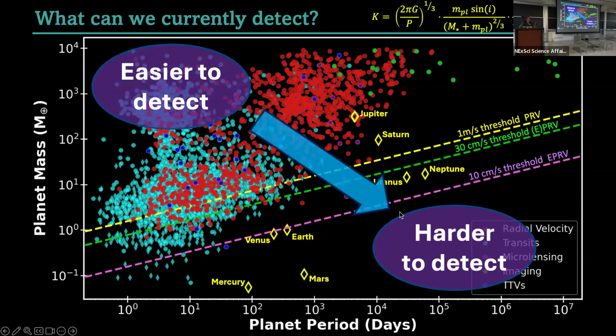Generally, that is because planets in the upper left of this figure are easier to detect. They have shorter periods, they have larger masses, and so based on our RV semi-amplitude equation, they are bigger signals. And then the planets in the lower right are harder to detect because they have longer period orbits, they have smaller semi-amplitudes, they are more challenging.